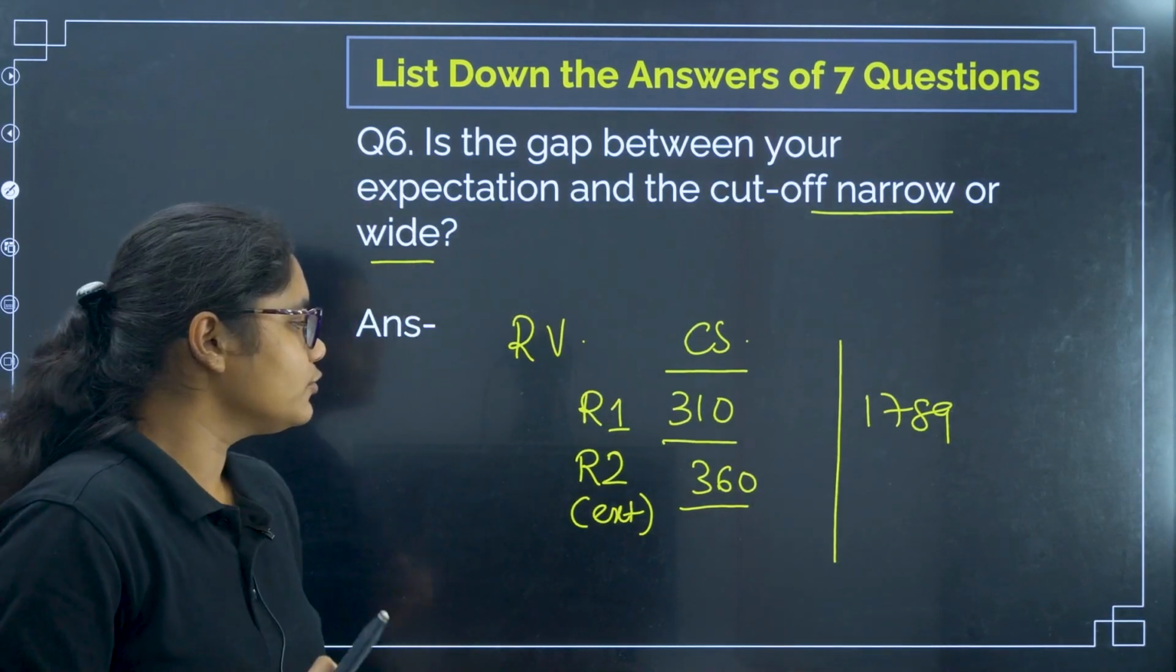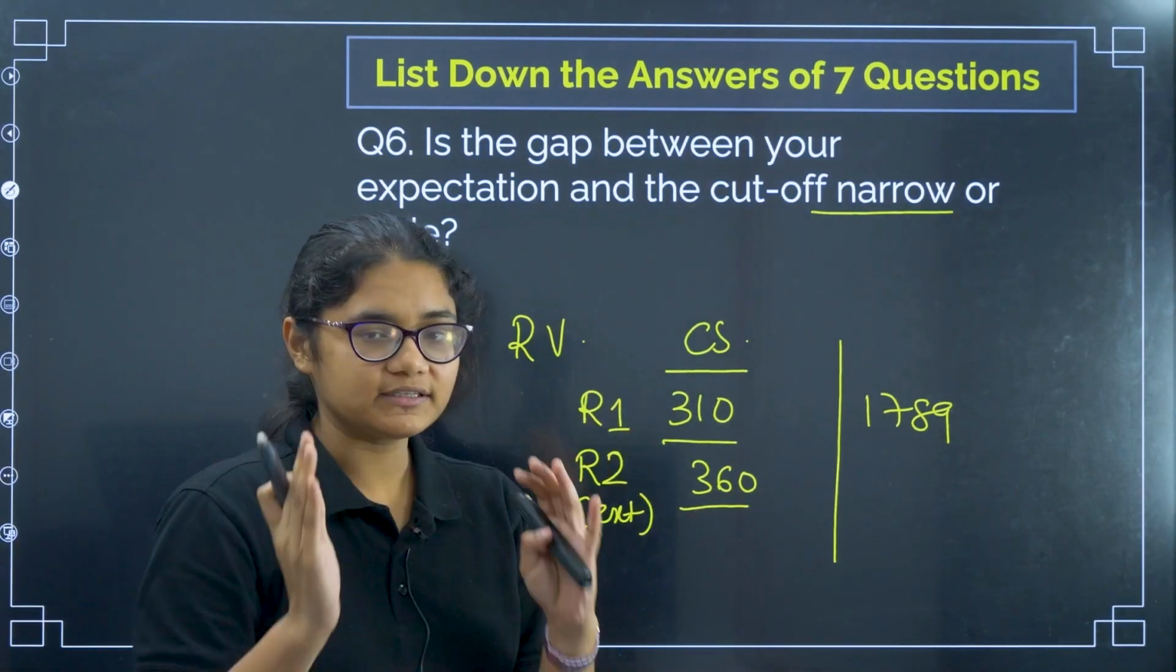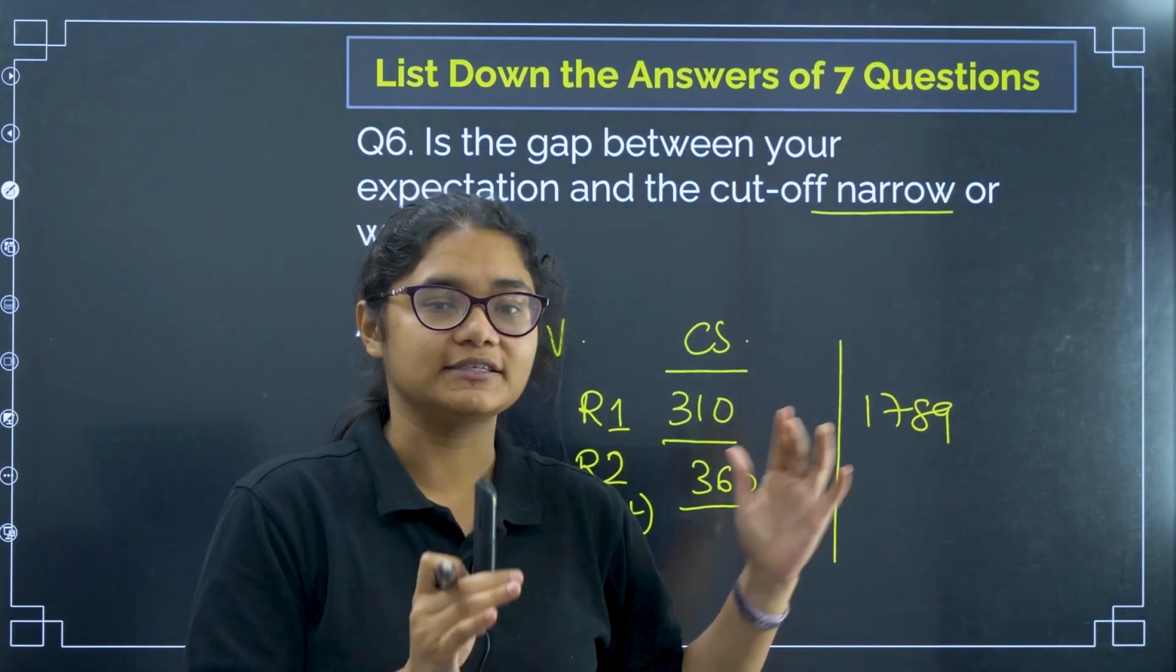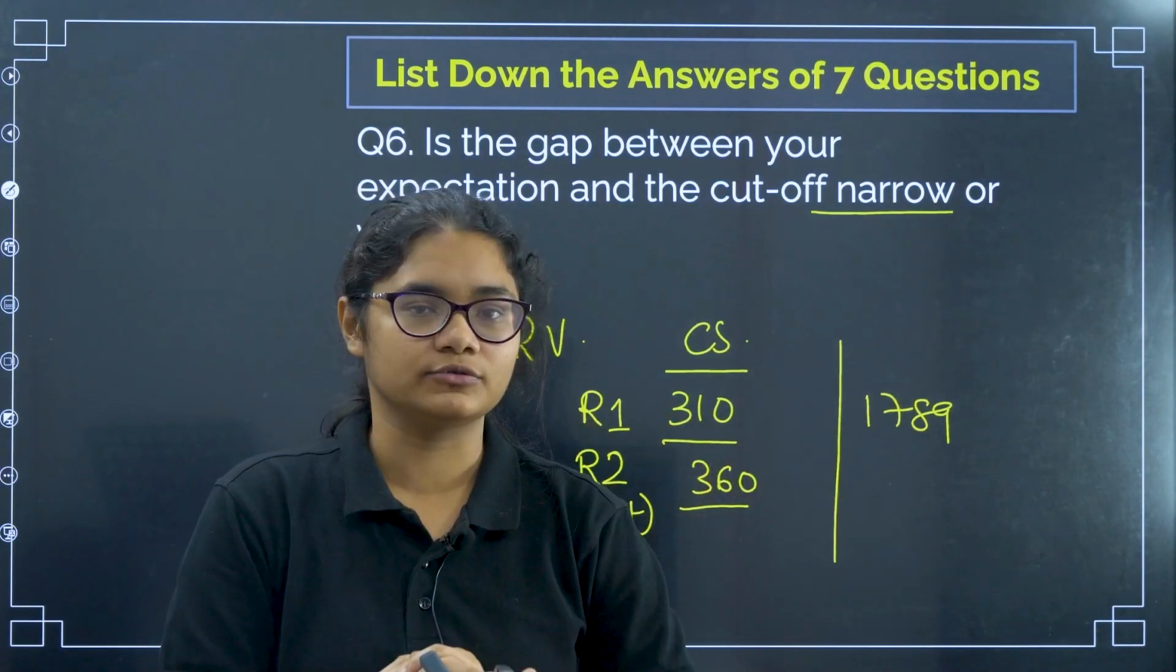So what you have to do is think about which colleges are coming in my category, in my range of rank. You have to list down those colleges.